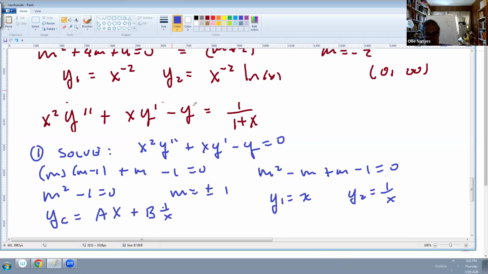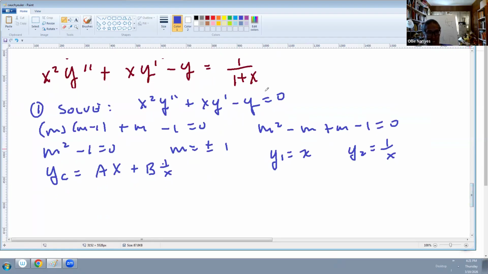Now we got to solve this. To solve this, the method we learned in class, variation of parameters, will probably be the best method. But in order to use variation of parameters, we should probably divide by x squared, and by the way, 0 can't be in our interval here. So let's go y double prime plus 1 over x y prime minus 1 over x squared y.